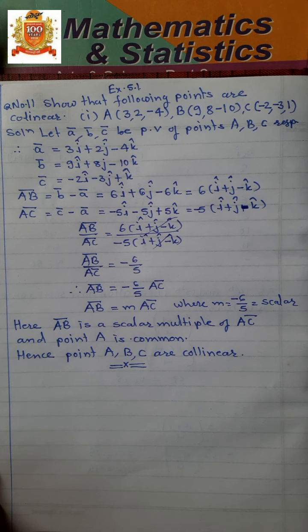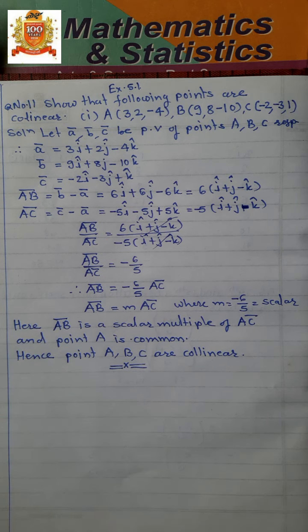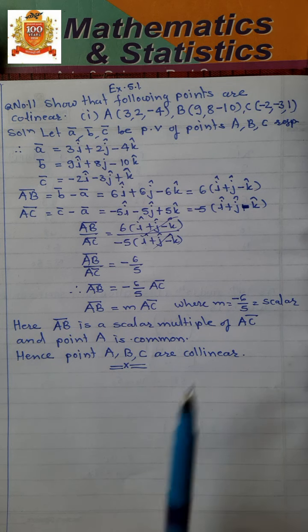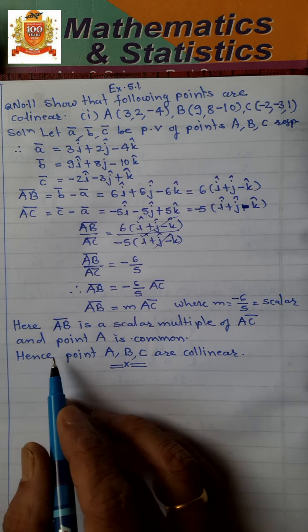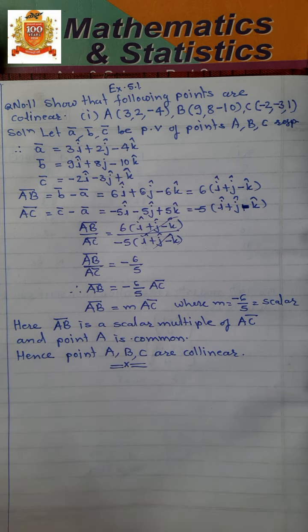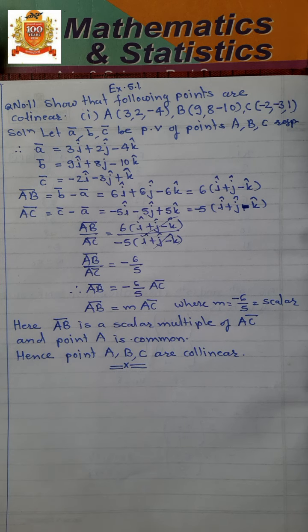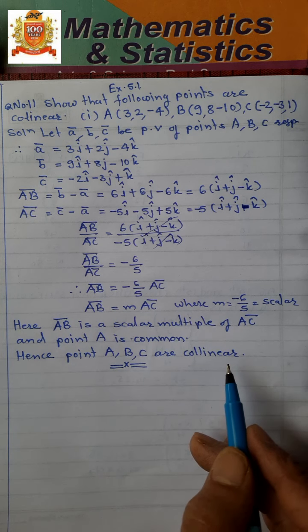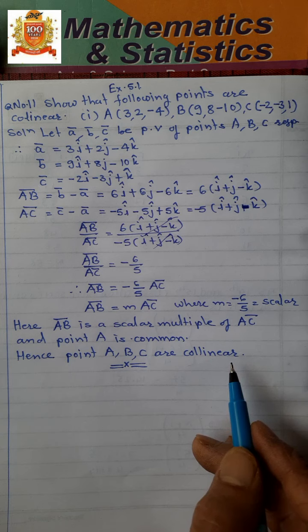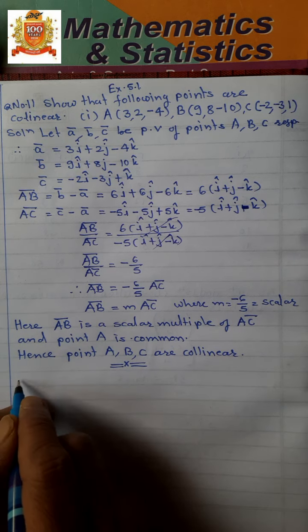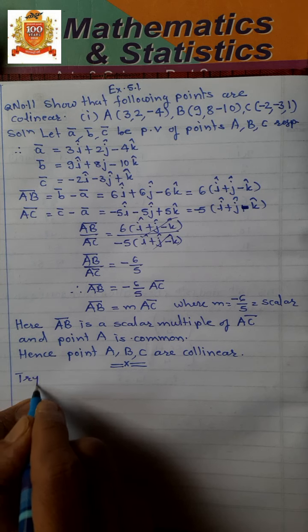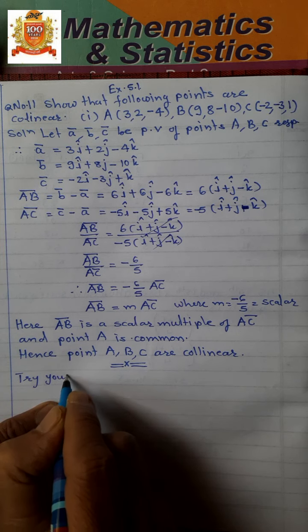Whether these points are collinear? Yes, these 3 points are collinear, because we expressed one vector as a scalar multiple of the other, and point A is common. Therefore, these 3 points A, B, C are collinear, isn't it? In this way we can solve. Now try yourself.